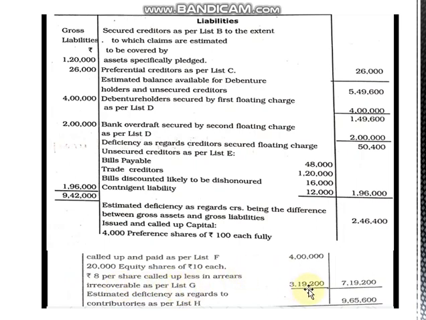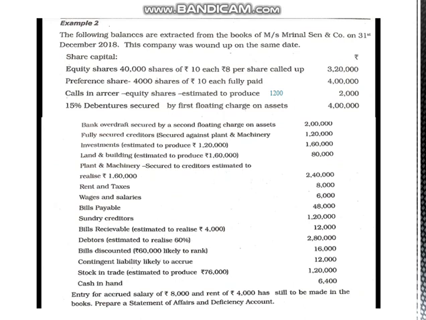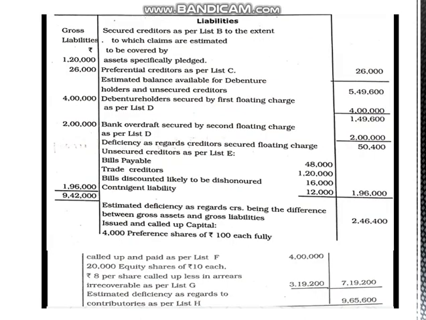3 lakh 19,200. You may go to the question, you can see that 8 per share is the called up capital. You need to deduct the calls in arrears, so we'll get the amount of 3 lakh 19,200 rupees, and as sum total you will get 7 lakh 19,200, and you need to add this amount with the estimated deficiency of 2,46,400. So the contributories as per list H will be 9,65,600.